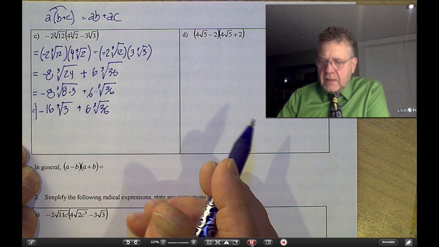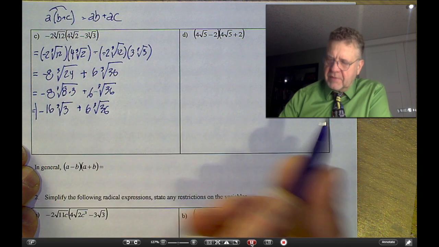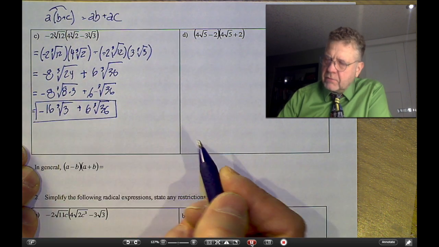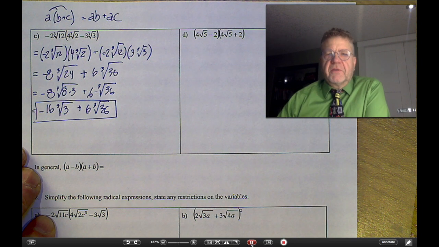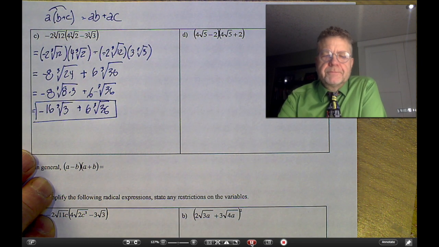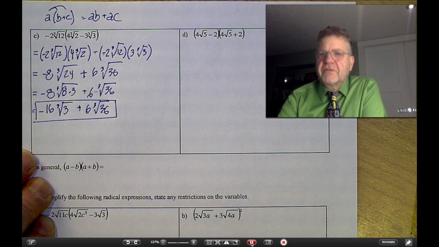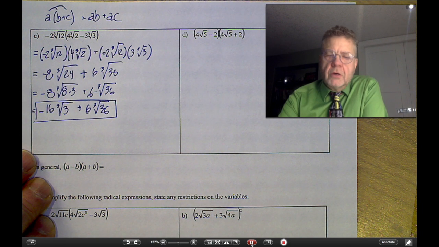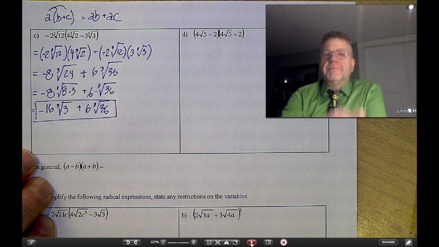This isn't going to be, well, -16 plus 6. It's not going to be -10 root something. This is it. That's as far as you can go right there. All right. So we start off with a pretty scary looking proposition, but not too difficult once you just apply some of the rules that you know and love very well.